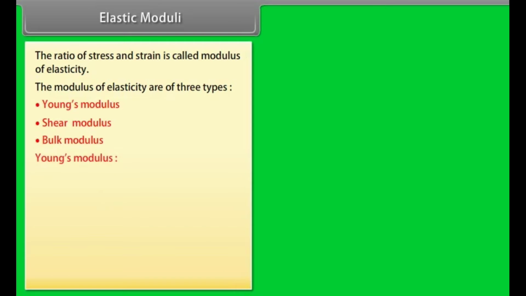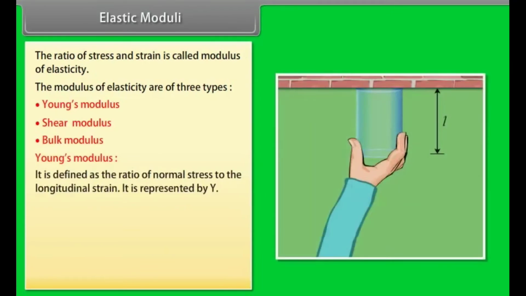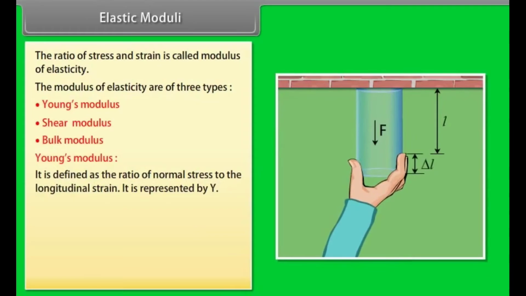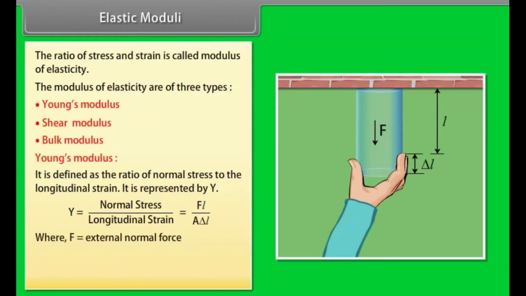Young's modulus is defined as the ratio of normal stress to the longitudinal strain. It is represented by Y. Y is equal to normal stress upon longitudinal strain, which is equal to F into L divided by A into delta L, where F is the external normal force, delta L is the change in length, and L is the original length.